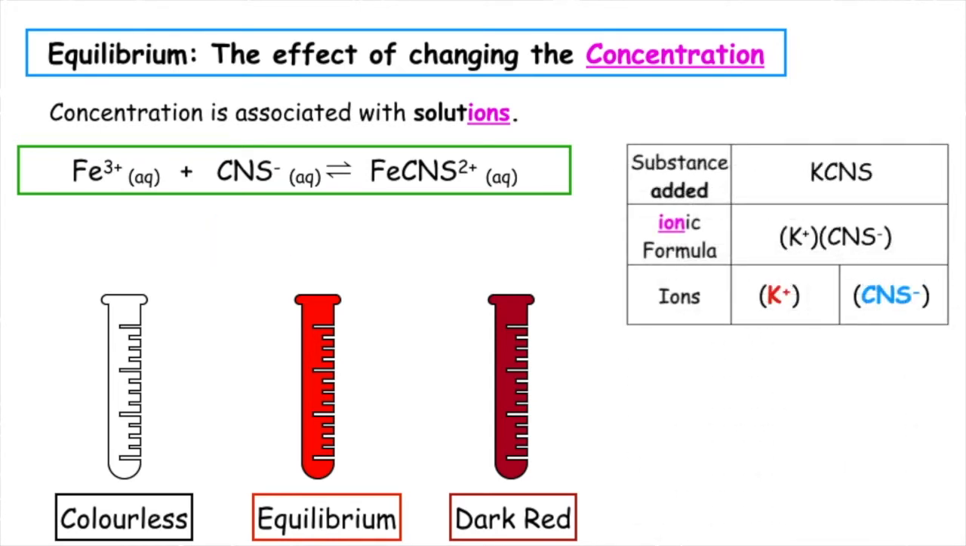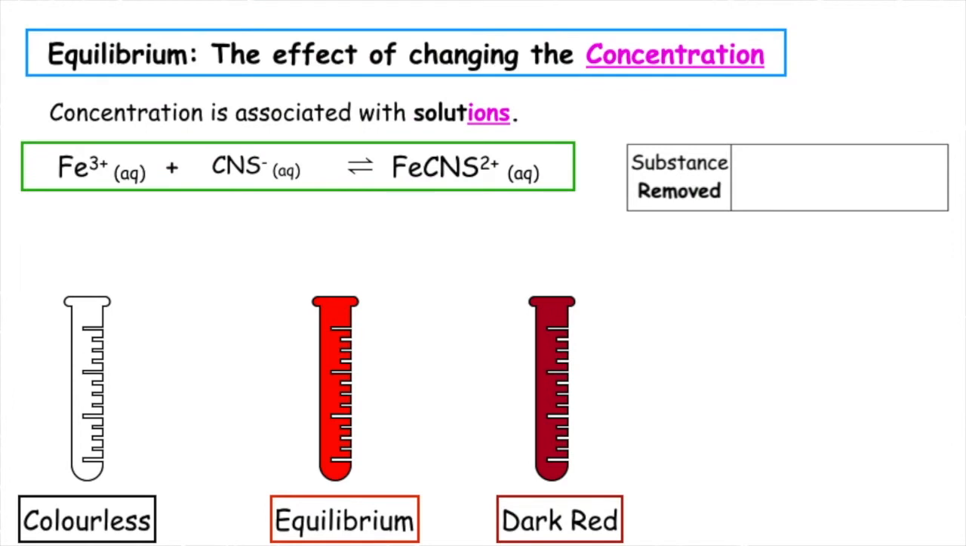The next ion, however, is the CNS-. I can see that that's present in my equilibrium mixture. I would be adding that ion to the reactant side, which would push the equilibrium to the right. More reactants means I can make more products. So the colour observed would be a dark red.